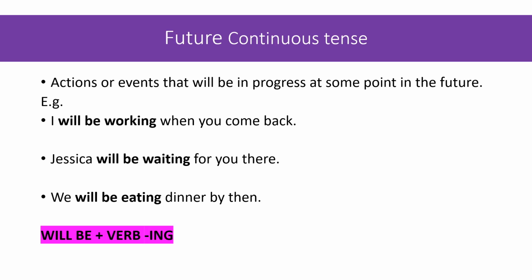The future continuous tense. These are actions or events that will progress at some point in the future. So, I will be working when you come back. Jessica will be waiting for you there. We will be eating dinner by then. So an easy way to remember this is will be plus your verb ing.